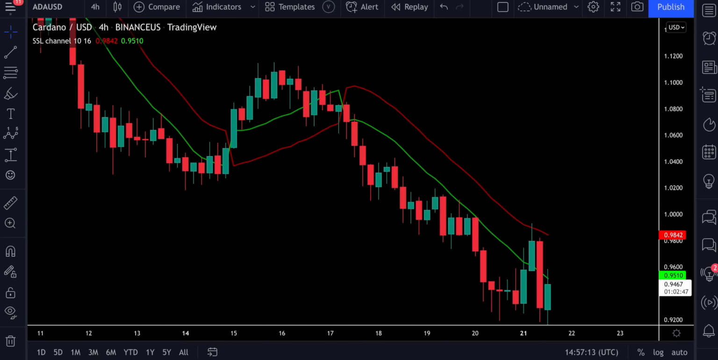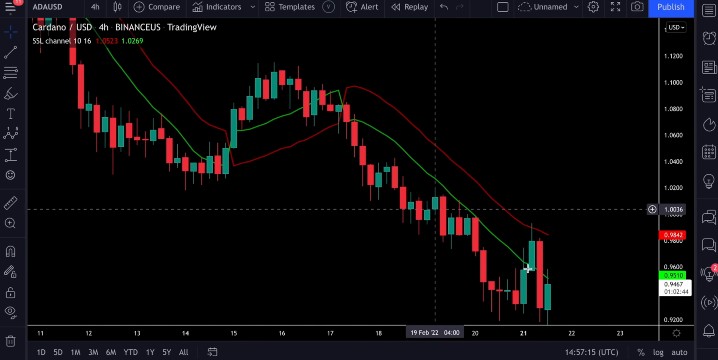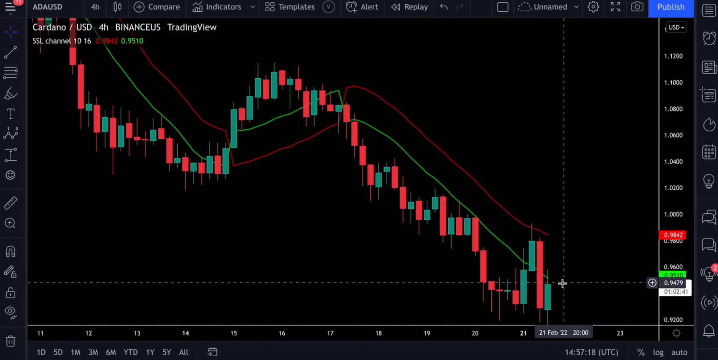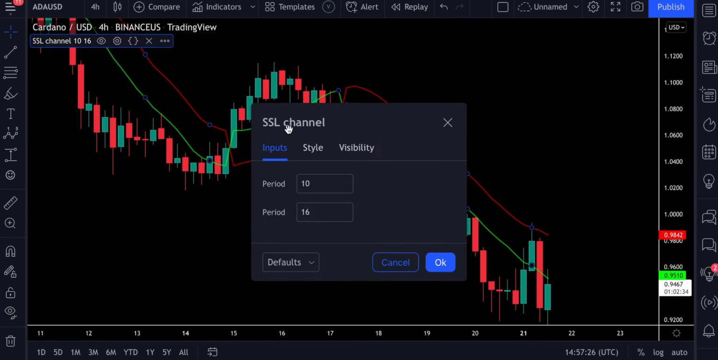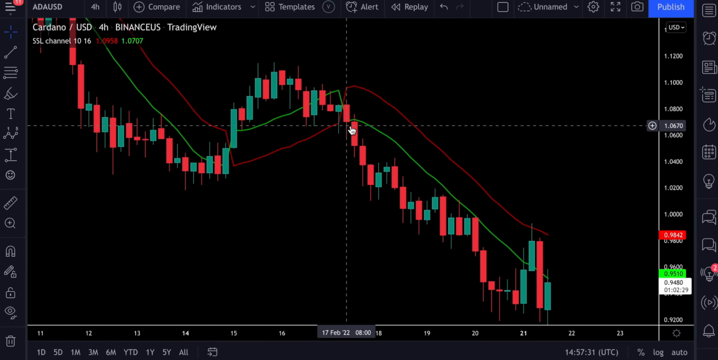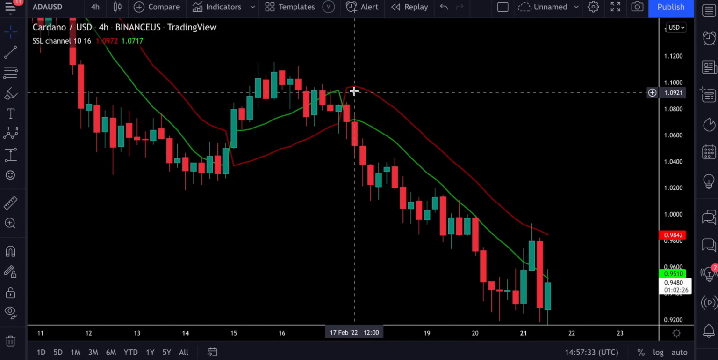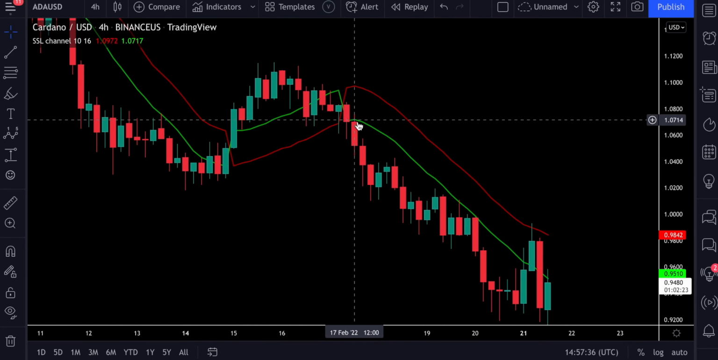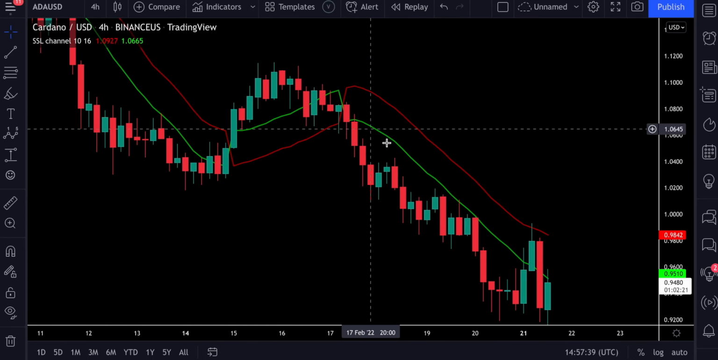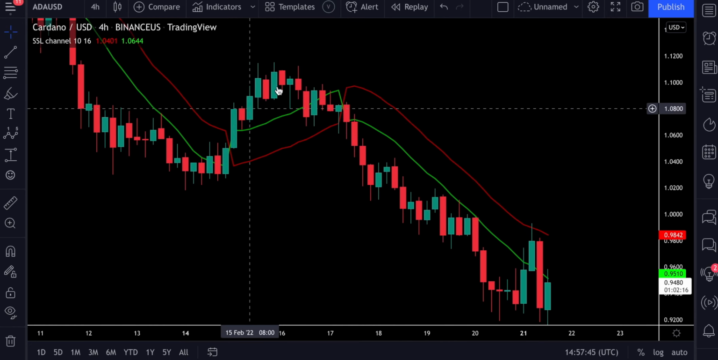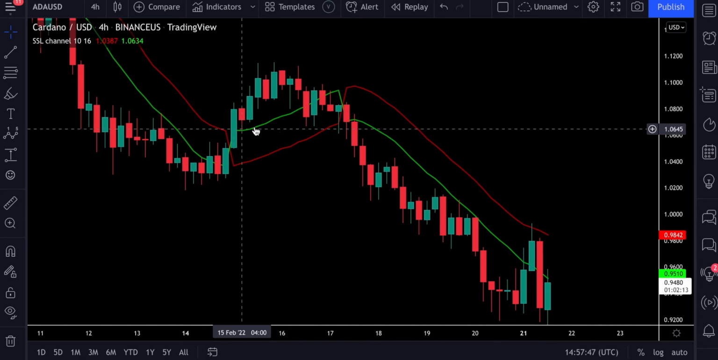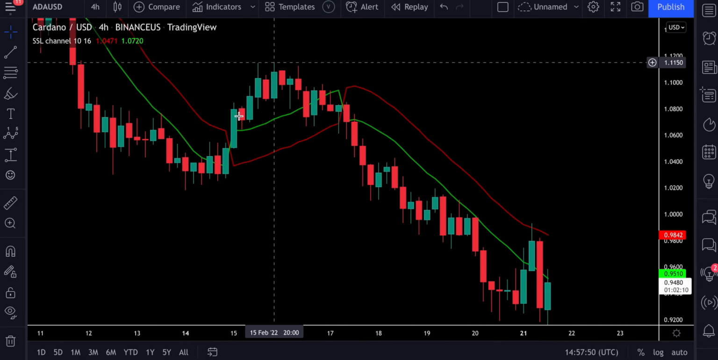Okay, so we're currently looking at the price of Cardano USD 4-hour chart. And here's the current price, sitting at around 0.9474. So we have this indicator on our chart. This is an SSL channel and here are the inputs. The way this indicator works is whenever you see these lines crossing each other and the red is above the green one, this is a short signal. And the same works for a bullish trend. The green is above the red one. This is a bullish signal.